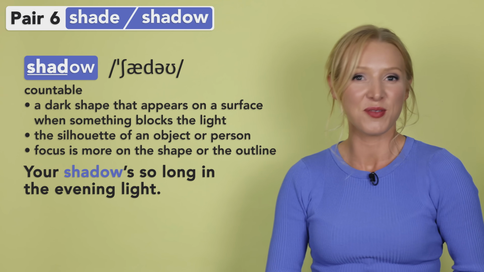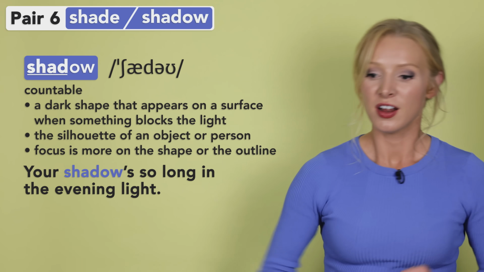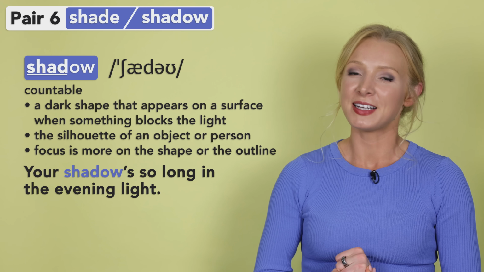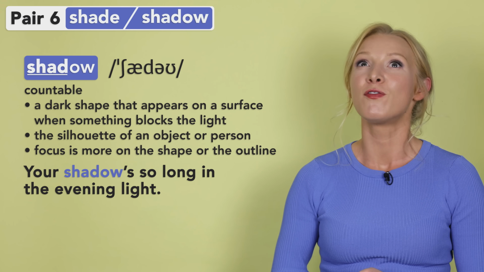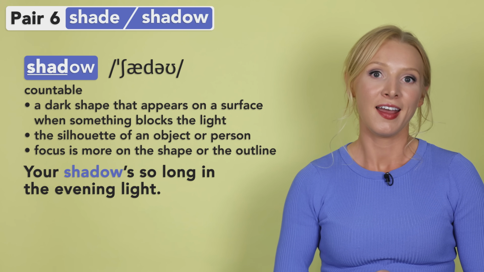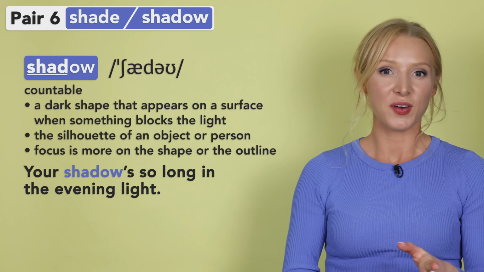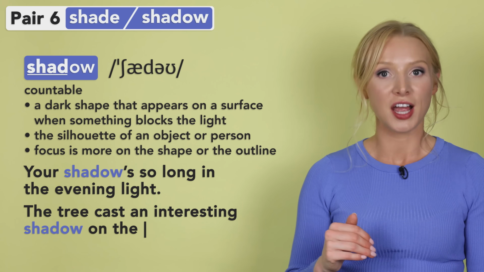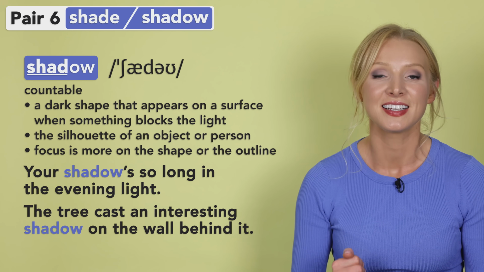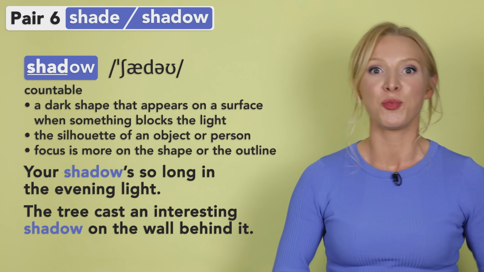Did you notice that when you were a child? That you would walk in the evening and see that your shadow looked like a giant. My dad's a scientist, and I remember being very young, probably 4, and asking him why, and he drew me a diagram. Another example: the tree cast an interesting shadow on the wall behind it. Something casts a shadow. That's the verb we use.